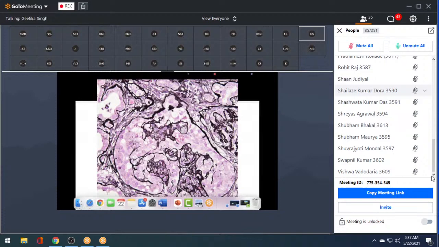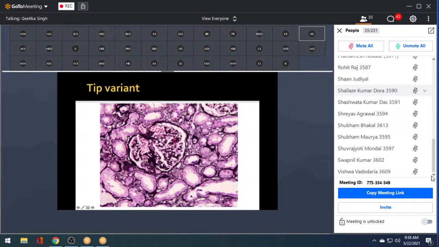There's no possibility of urine going through. These patients will be oliguric and anuric. And along with that, patients with collapsing will also have very, very heavy proteinuria. So it's the worst type of podocyte damage to have. Okay. Tip variant is just an FSGS.